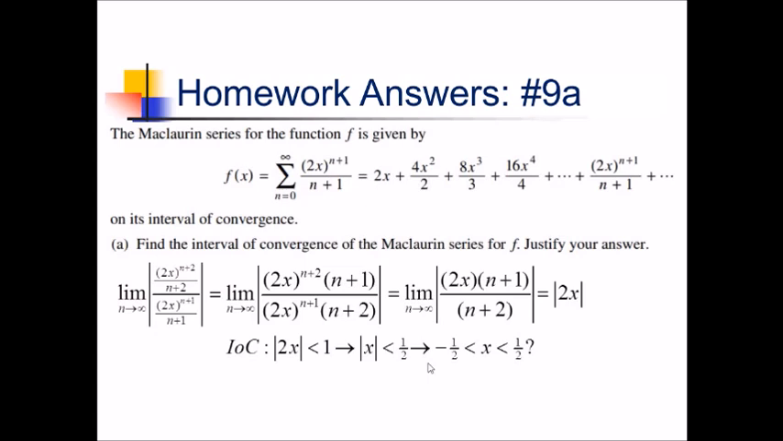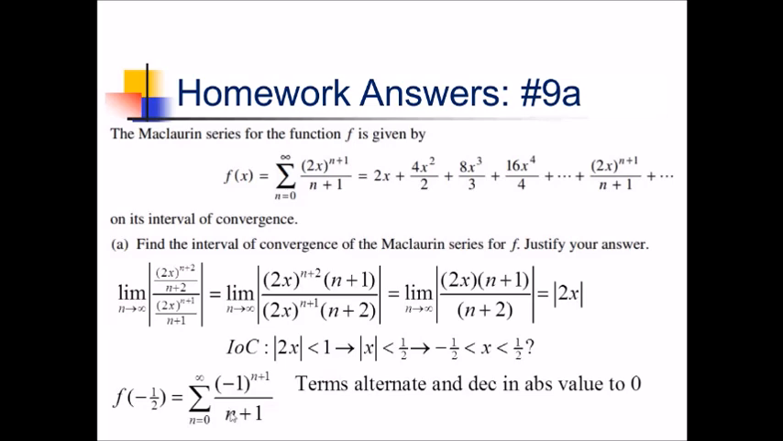Testing out negative 1/2, if we plug that in, this is going to be negative 1 to the n plus 1 over n plus 1. Now this one is alternating. We can see very easily that these terms alternate and decrease in absolute value to 0. The denominator keeps getting bigger and bigger, so the whole thing is decreasing, and the limit of the nth term will be 0. So that means that we're converging by the alternating series test for this branch.